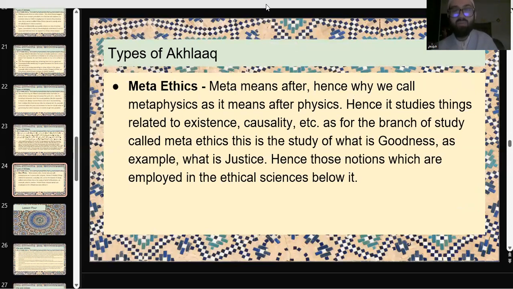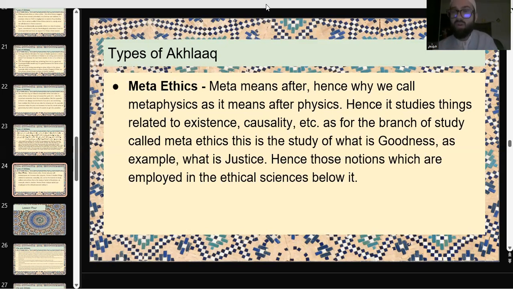So then we have, quickly, to tell you what meta-ethics is. You may see this term somewhere, meta-ethics. Meta means after. That's what metaphysics means, after physics. But metaphysics technically doesn't mean something that is beyond physical things. Metaphysics' topic is existence qua existence. But this is what meta literally means. So meta-ethics means those topics above ethical theories. Hence, metaphysics studies things related to existence, causality, etc.